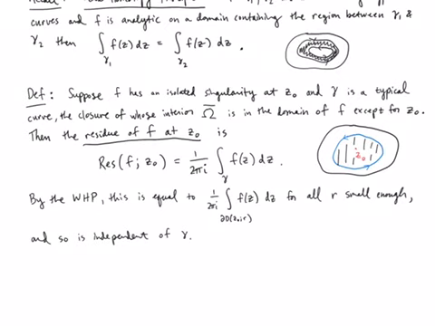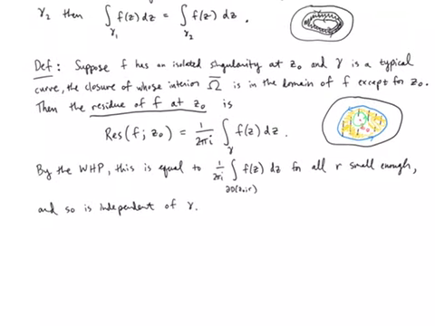Okay, and then by the weak homotopy principle, if I take any small enough circle going around z0 here, the integral over that gamma is going to be equal to the integral over that small circle, because these two curves satisfy the hypotheses of the weak homotopy principle, and you can just apply Green's theorem on this region between the two curves.